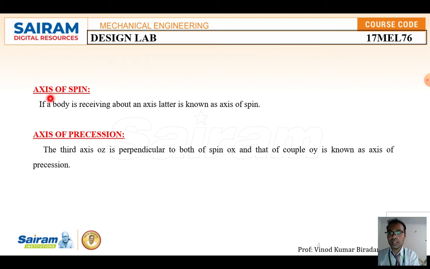So if a body is rotating about an axis, that is known as the axis of the spin. Okay, so the axis of the precession is nothing but what? The third axis, OZ. Here the third axis OZ in the diagram is perpendicular to both the spin axis, that is OX, and that of the couple OY, and is known as the axis of the precession. So here the rotor is going to rotate in a particular plane.